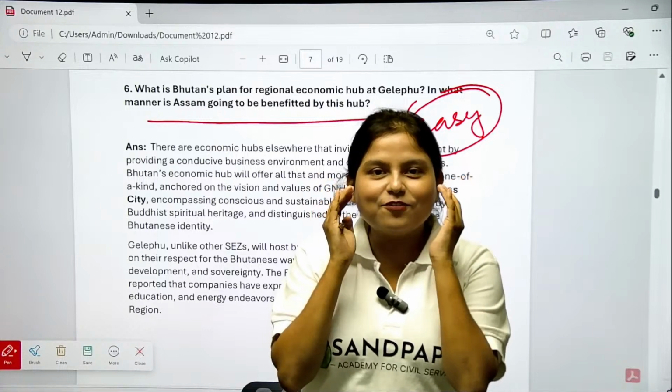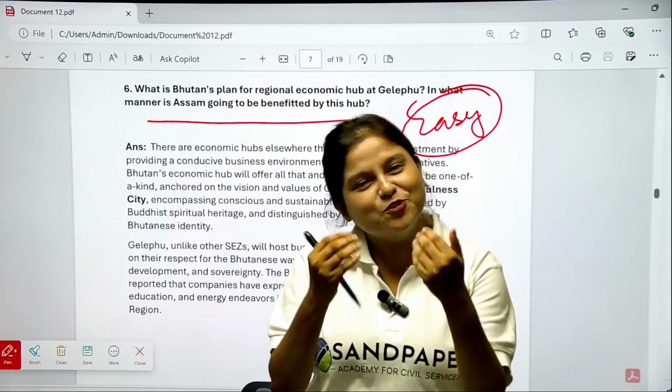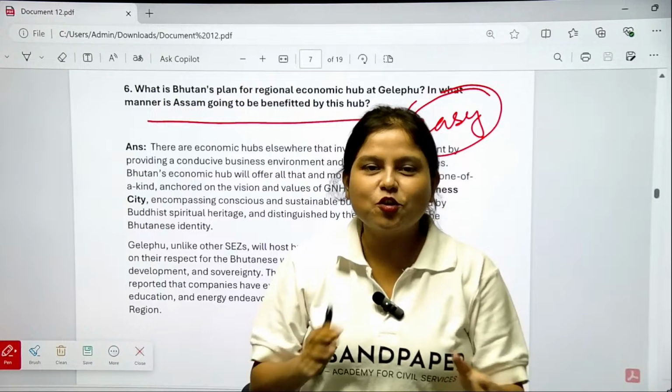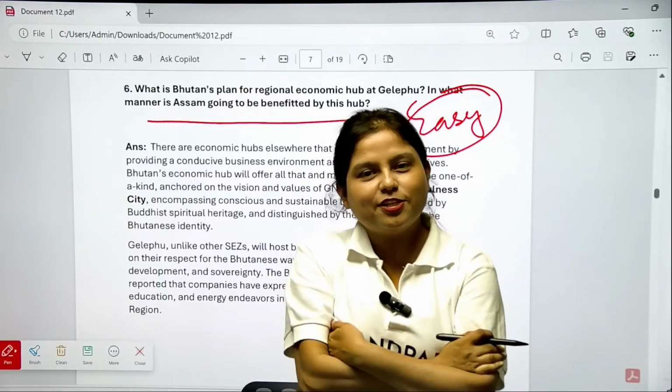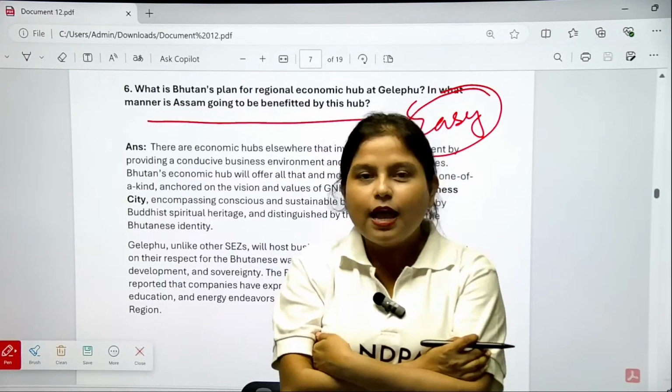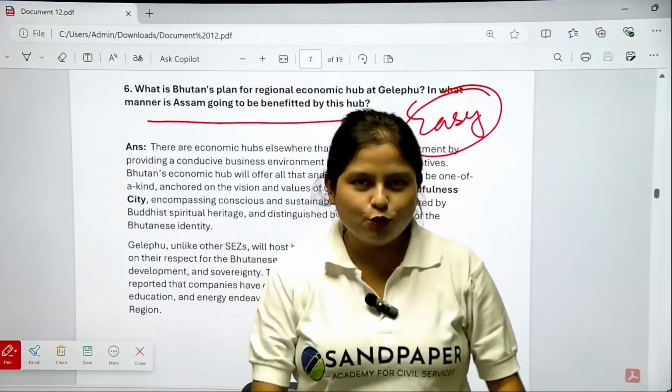You will have to imagine yourself to be in Assam, which you already are. Imagine that you are in a border state, a border district. For example, you are a citizen of Kokrajhar. If you go a little further, about 30 km, you reach Gelephu.